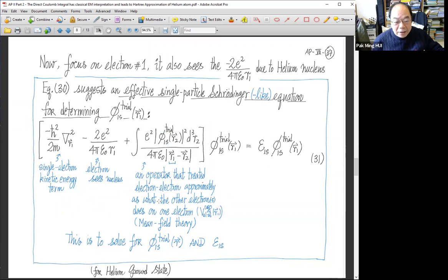So another question comes in: why is it called a mean field theory? Because I'm averaging out all the positions of electron number 2 in providing an effective field, or effective potential energy, acting on number 1. So in essence, this is a mean field theory.